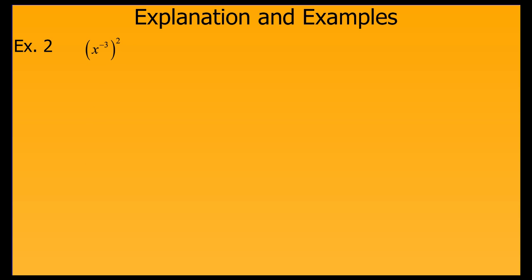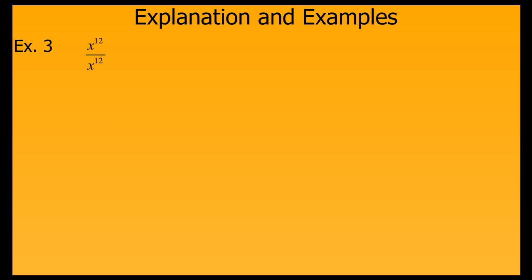Here's another example. This time it's a power raised to a power. Again, I use my property, which means I can simply multiply those exponents. So I get x to the negative 6th, but I want to rewrite this as a positive exponent. So I write this as 1 over x to the positive 6th. This is considered simplified form.